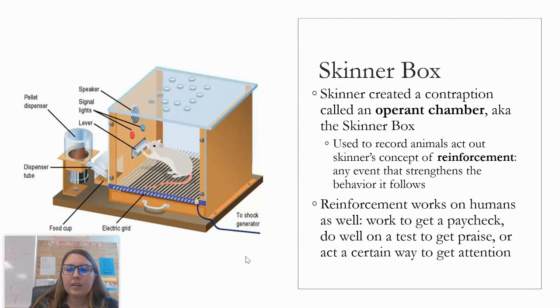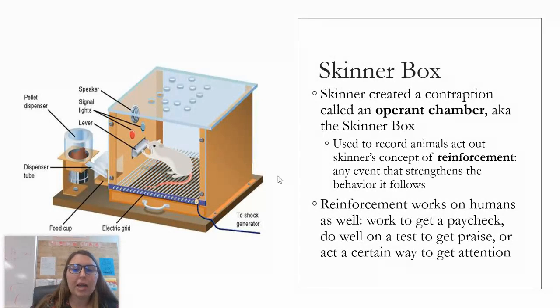So basically, what he did is he had these rats on an electric grid. There was a way you could shock the rats. There was also a way for the rats to stop the shocks by pressing this lever. Also, the lever could help give them food. So there was a bunch of different things that this could do. And what Skinner used this for was to record how animals act out this concept of reinforcement. So, any event that strengthens the behavior it follows.